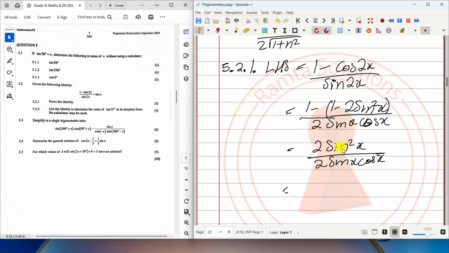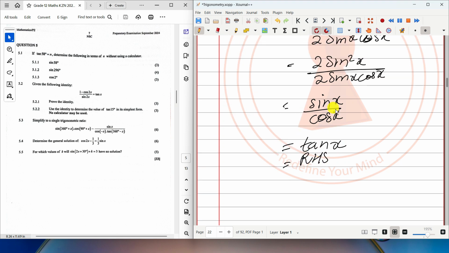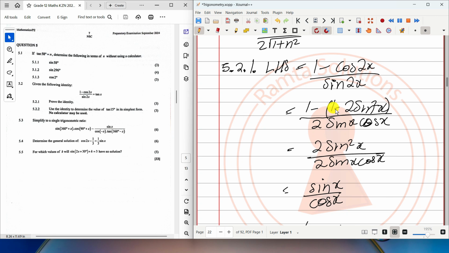The 2's are cancelling and one of the sines is cancelling. We are left with sine x over cos x. Right? Proceeding, sine x over cos x, that's an identity of tangent. This is tan x, and that is the right-hand side.